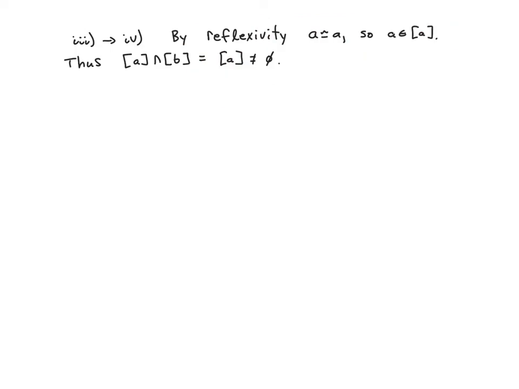As we see, one way to prove that the equivalence class is non-empty is to point out that the equivalence class of A has A as an element, because A is related to itself. Therefore, the equivalence class of A intersect B is equal to the equivalence class of A, which is non-empty, because it at least has one element in it.